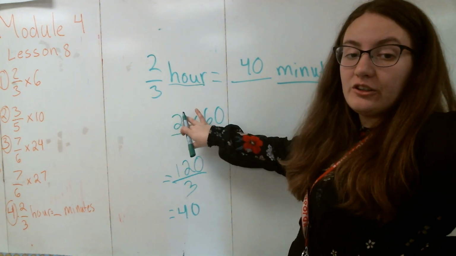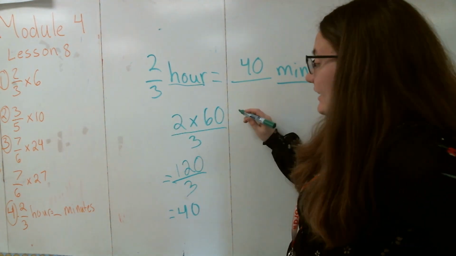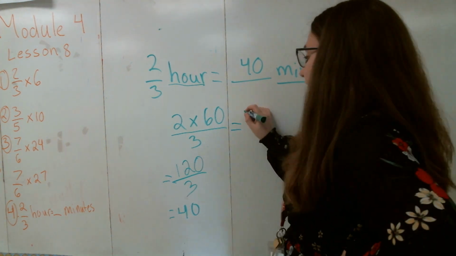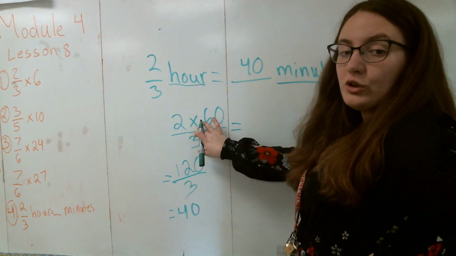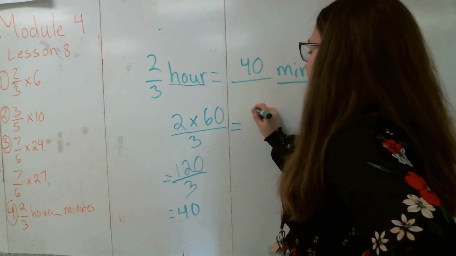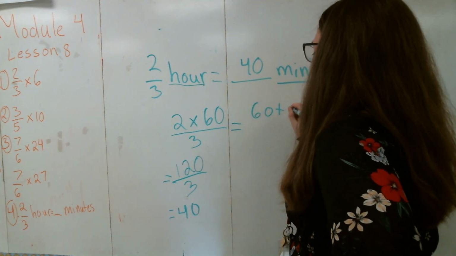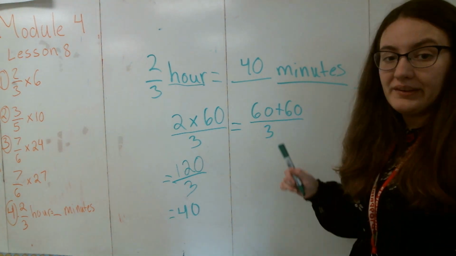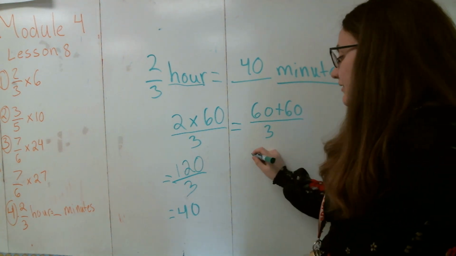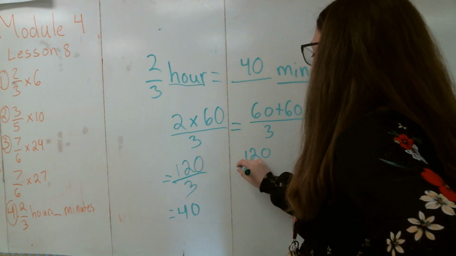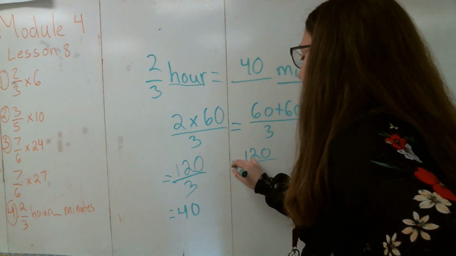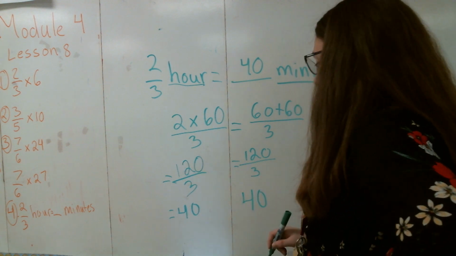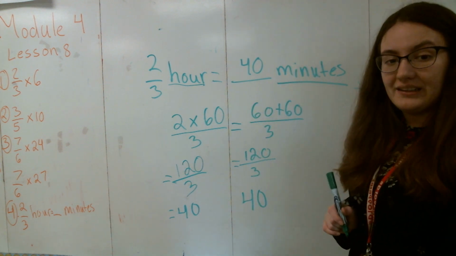Or if you had difficulty multiplying 2 times 60, another way you could have done this is the repeated addition strategy. So if I have 2 groups of 60, that means I have 2 sets of that number 60. So I have 60 plus 60 over 3. 60 plus 60 is 120, still over 3. And then 120 divided by 3 is 40. And again, I get that 40 minutes.